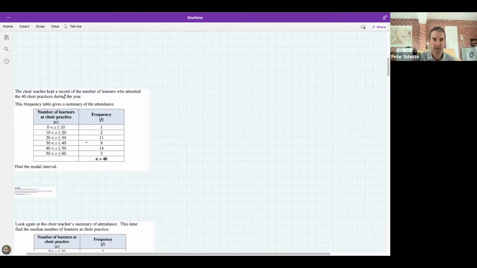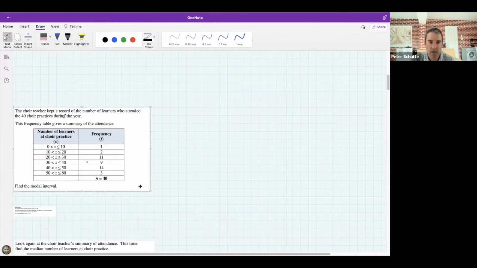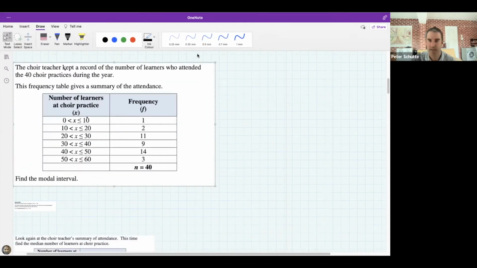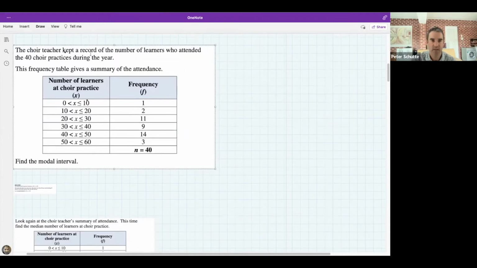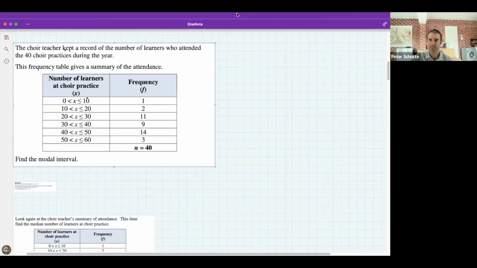So here is another data table. And instead of having to arrange it, I've been a nice math teacher and you are given the frequency. I want you to state for me, what is the modal interval of this data set? What is the modal interval?